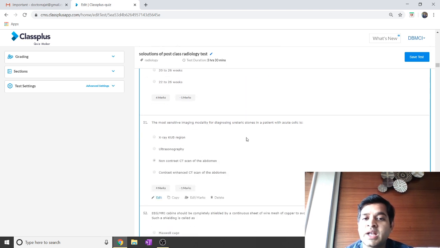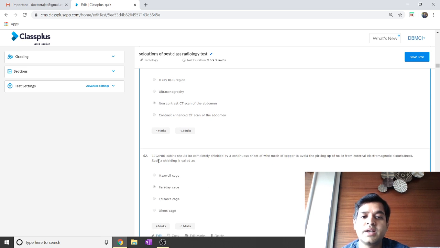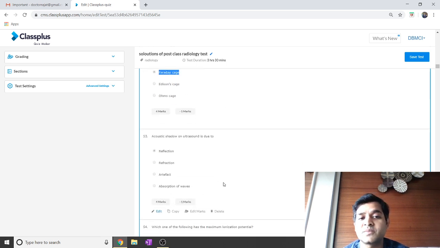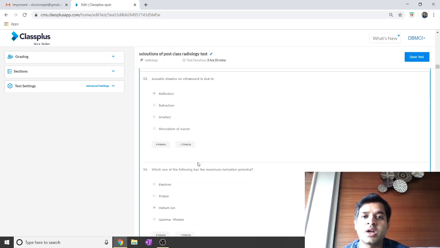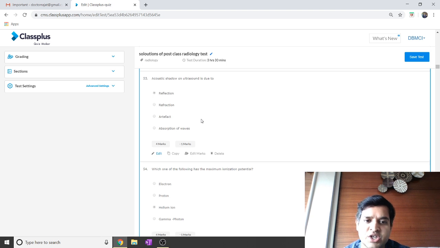Most sensitive imaging modality for diagnosing ureteric stone in a patient with acute colic is non-contrast CT scan of the abdomen. ECG cabin should be shielded and like an MRI cabin, and this is called as Faraday's cage. Acoustic shadowing on ultrasound is due to reflection. Enhancement is because of transmission. Acoustic shadowing is due to reflection.